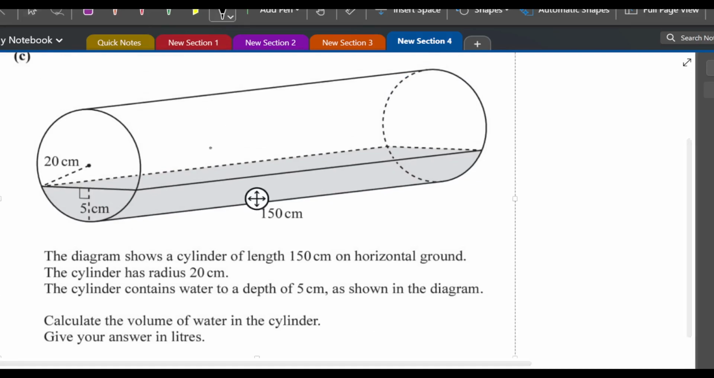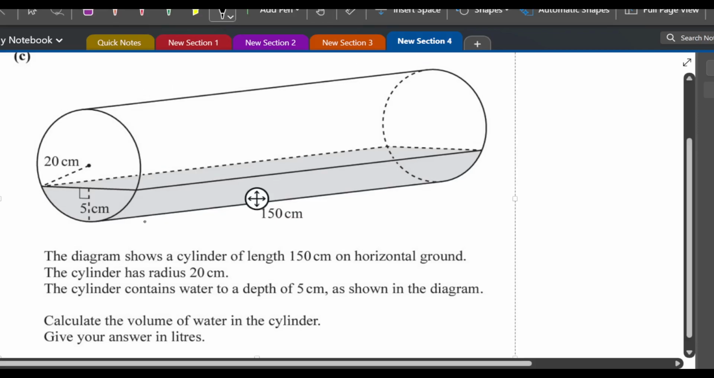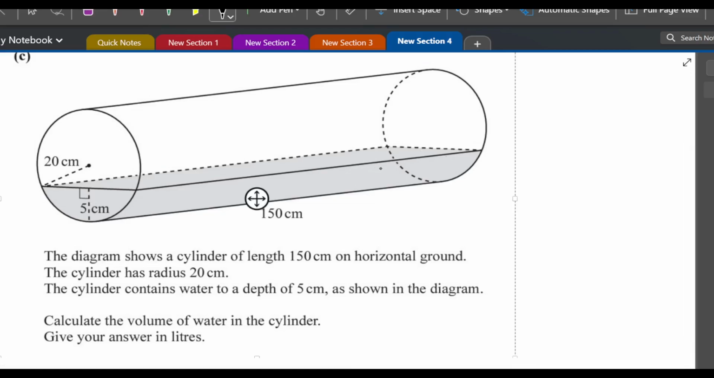Okay, let us see one by one. Yes, we have discussed this in the class, but no problem. We will. See, you have to find out the volume of this shaded part, right?